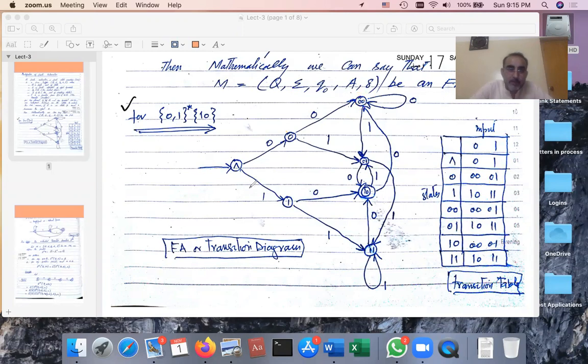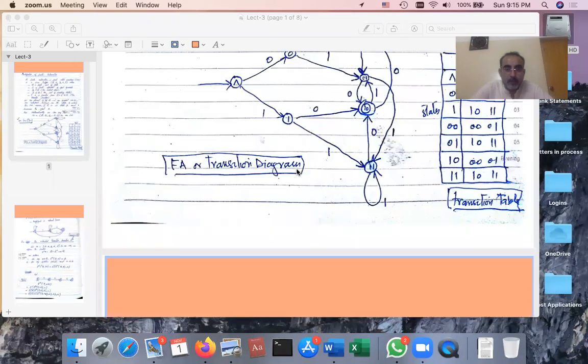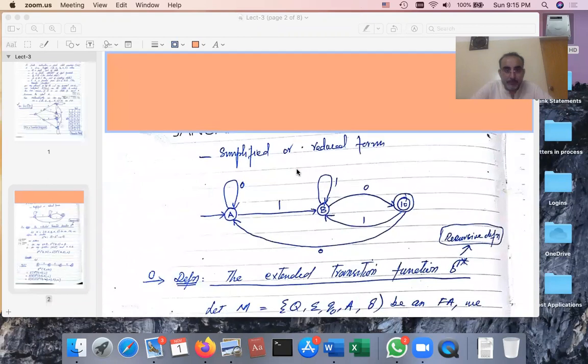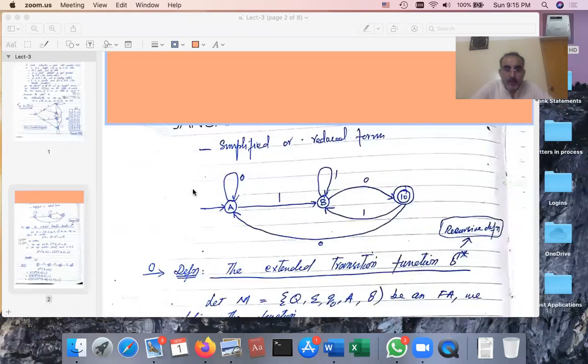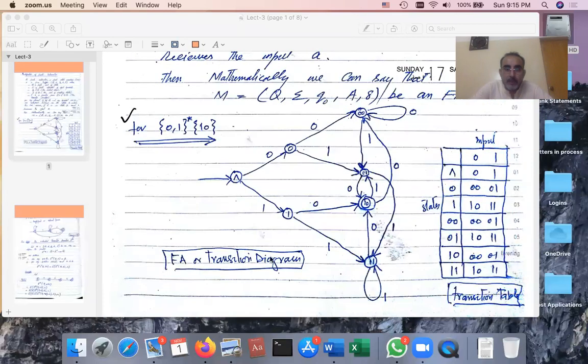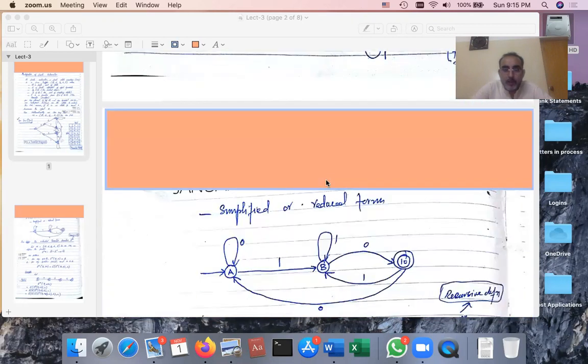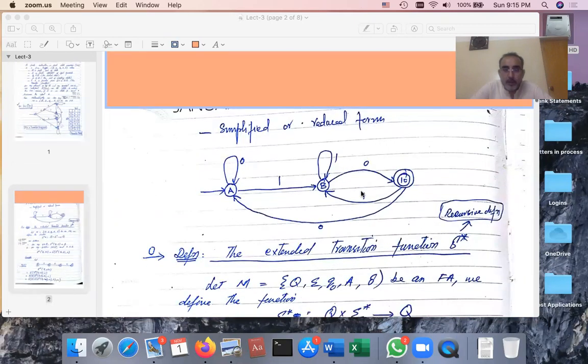Okay, so this is an FA for this regular expression and having this transition table. So now move on to the next page. And this is the reduced or simplified form of this finite automaton. You can verify this reduced form by yourself.